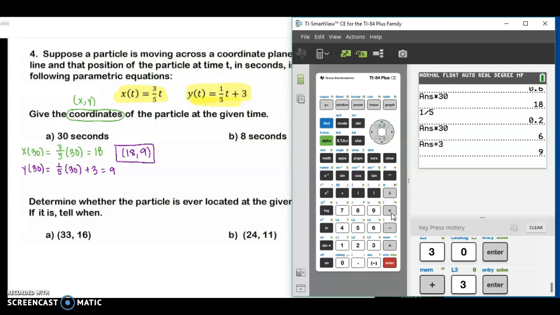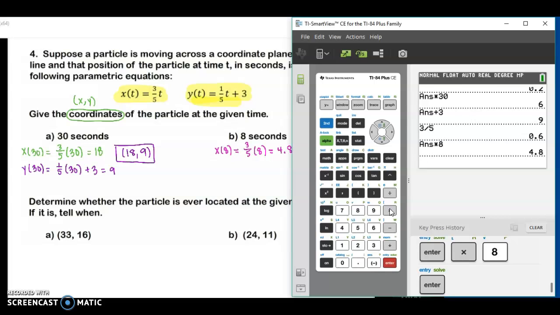So then we're going to do the same thing for 8 seconds. So we're going to have x of 8. So we're going to plug in 8 for t. So if we plug in 8 for t, we have 3/5 times 8, and that'll give us 4.8.